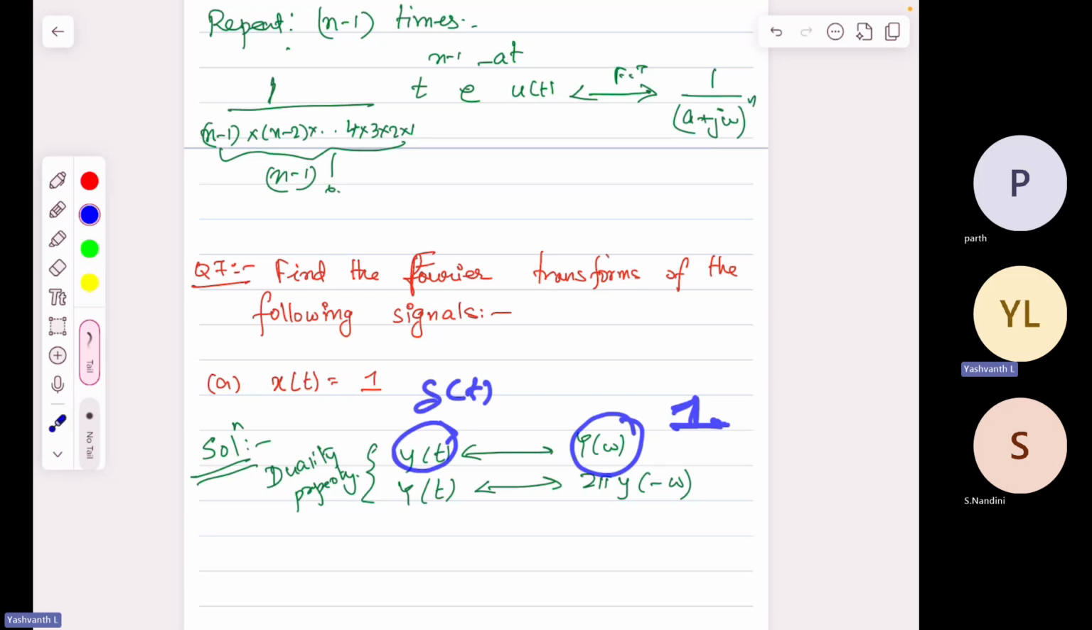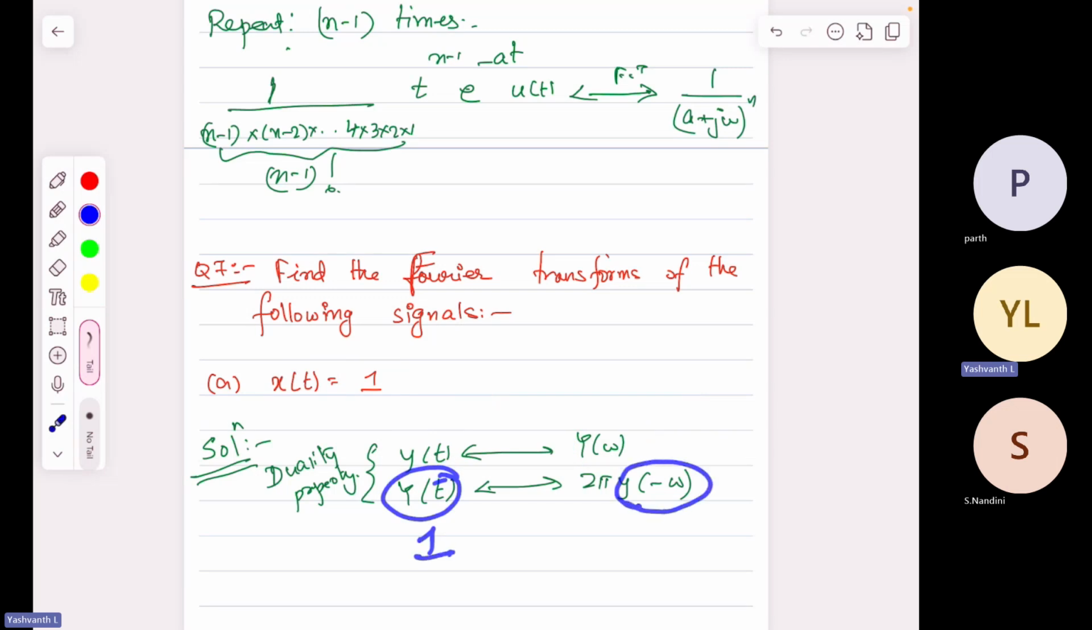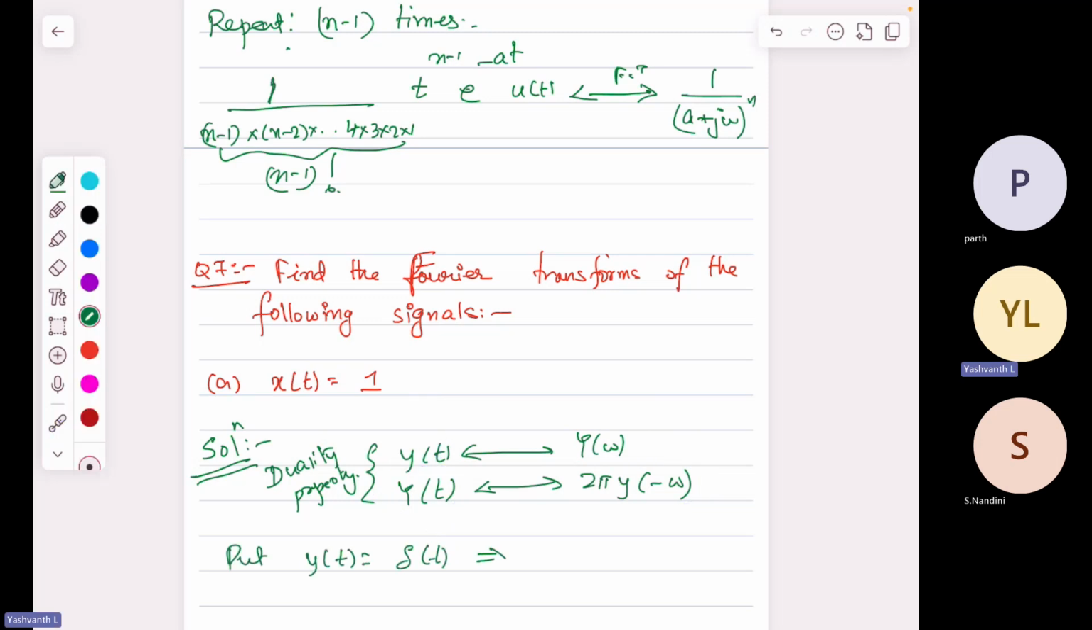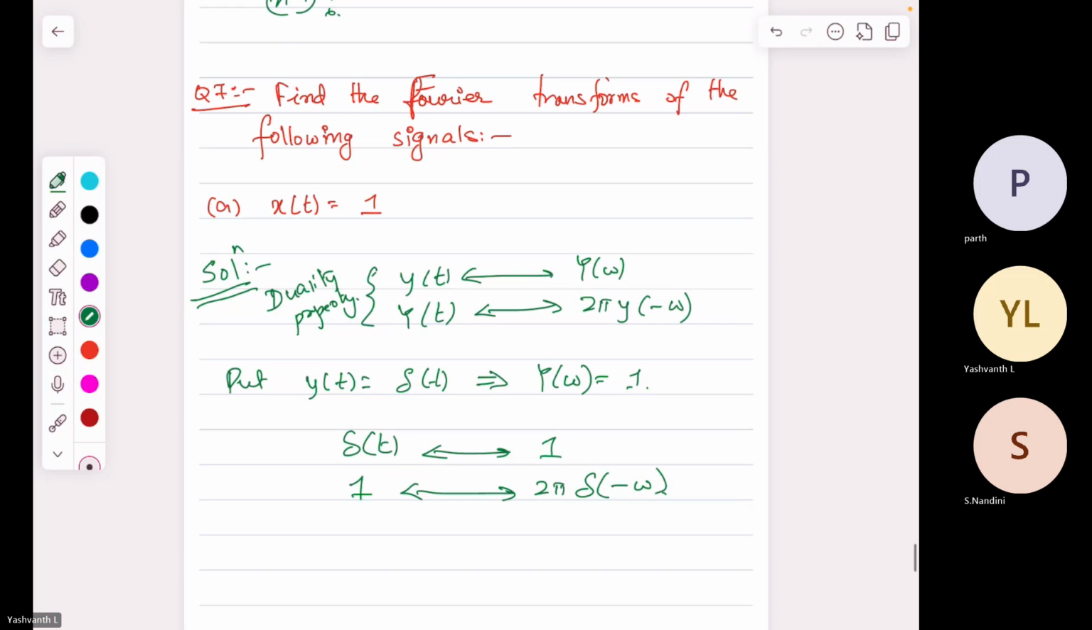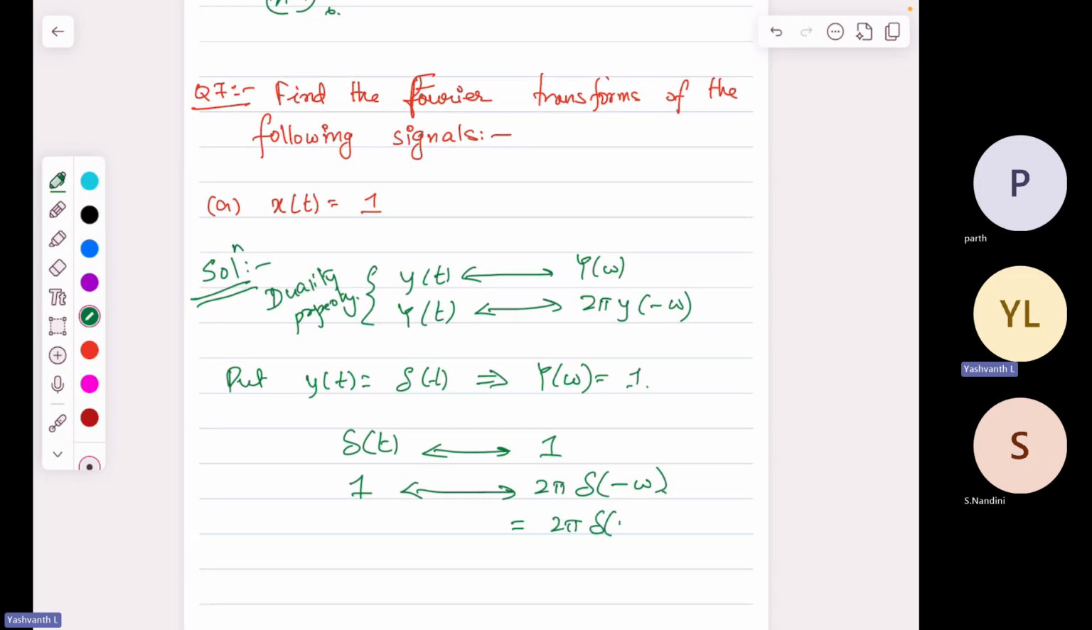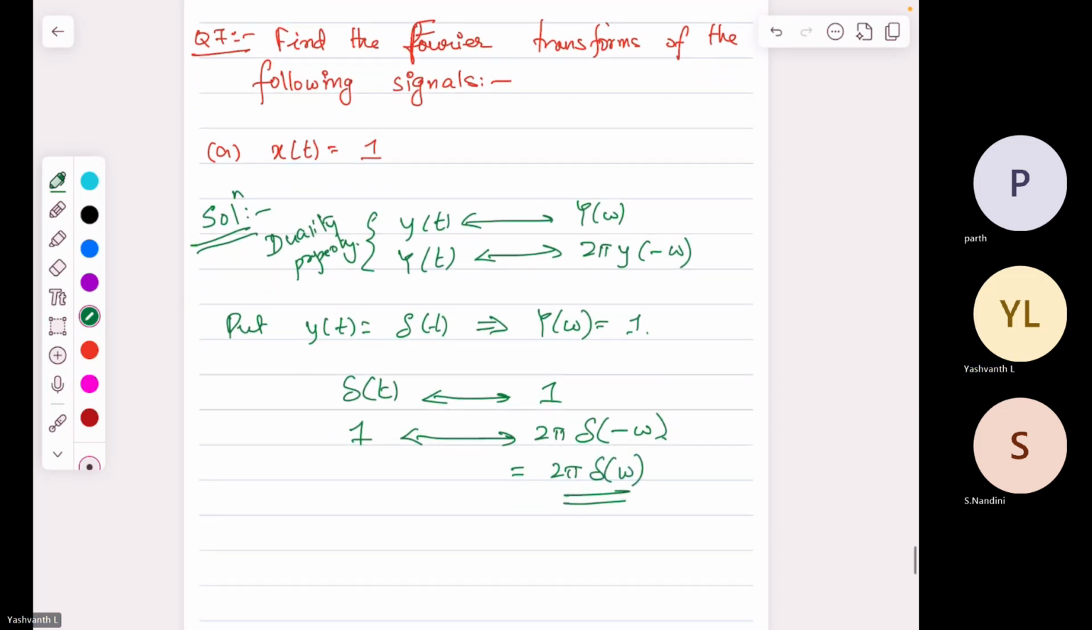So put y of t equal to delta of t. Therefore, Y of omega is nothing but 1. So by the duality property, delta of t will have the Fourier transform 1, or 1 will have the Fourier transform 2 pi into delta of minus omega. But delta is an even function, right? Because it only has one impulse at omega equal to 0. So that is the same as 2 pi into delta of omega. Therefore, the Fourier transform of 1 is nothing but 2 pi into delta of omega.